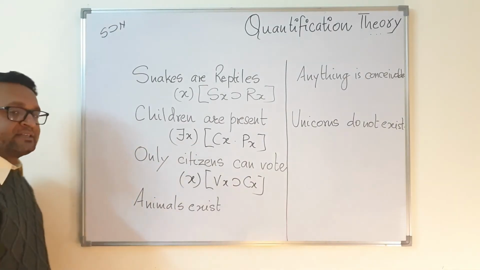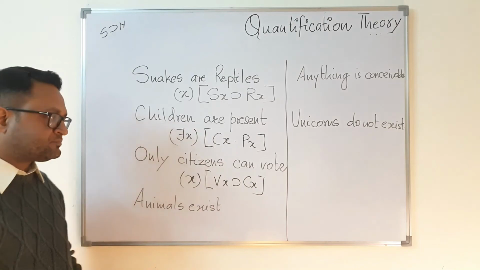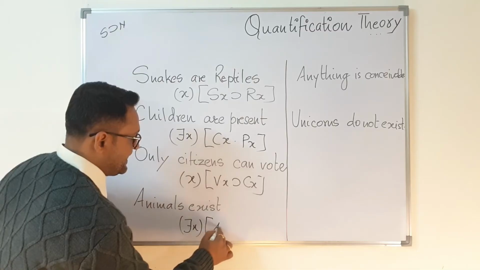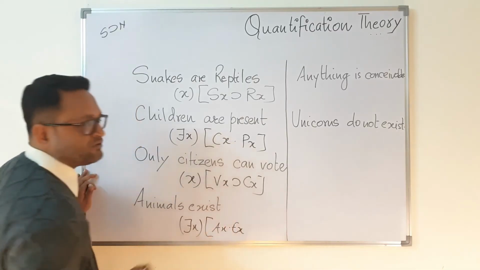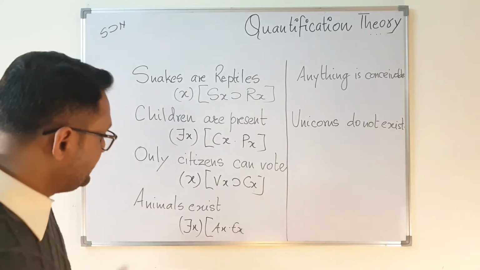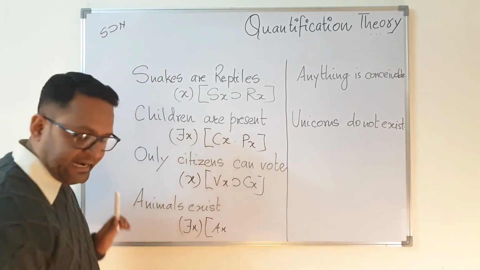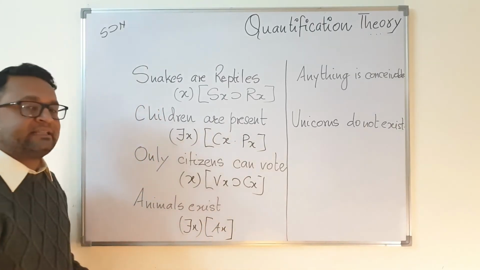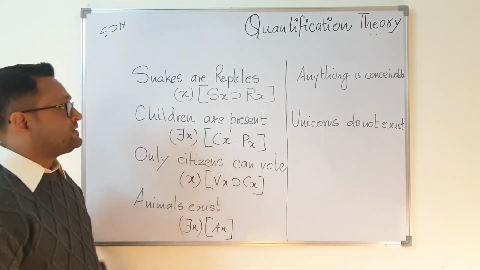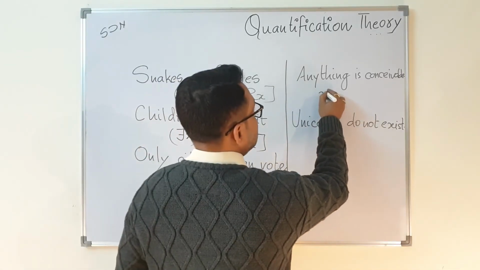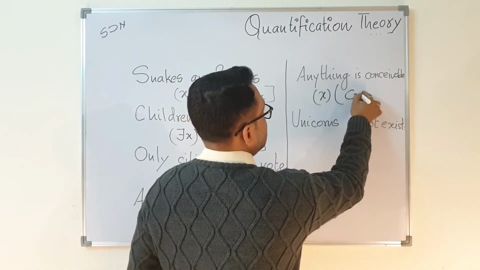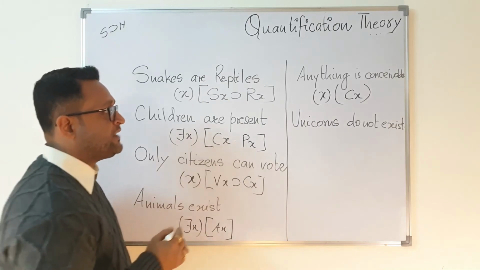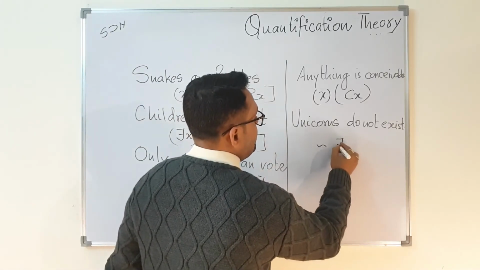Now, this can also create some confusion. "Animals exist." A few people will symbolize it as there exists x, Ax and Ex, but actually there is no need for Ex, right? You do not need Ex because existence is already guaranteed with the quantification. So you just need to put it like this: there exists x, Ax, right? So anything is conceivable. It is also like this for all x, Cx, right? It is more or less the kind of example which we have discussed. And "unicorns do not exist" will be like this.